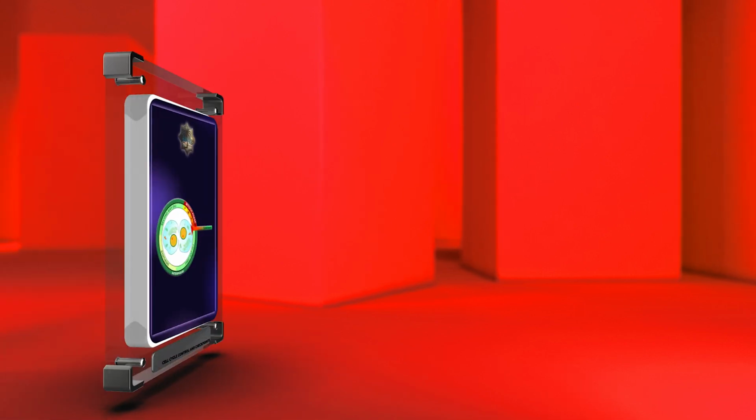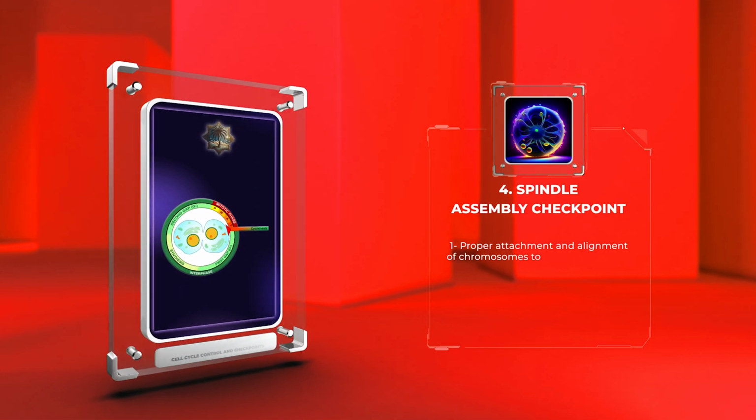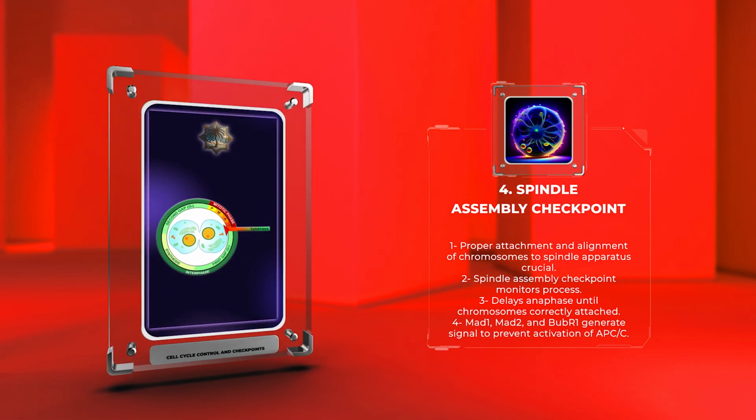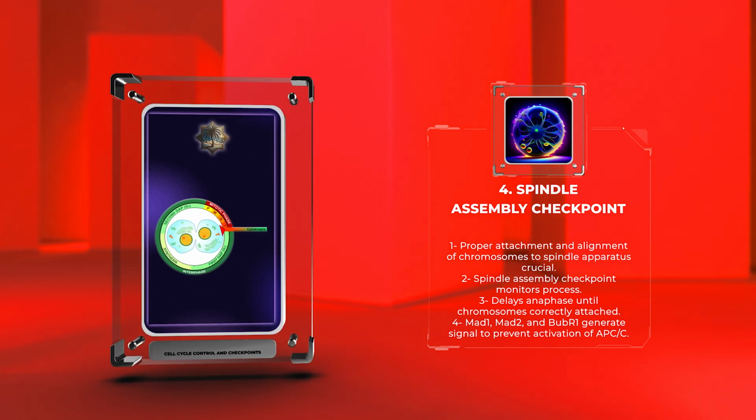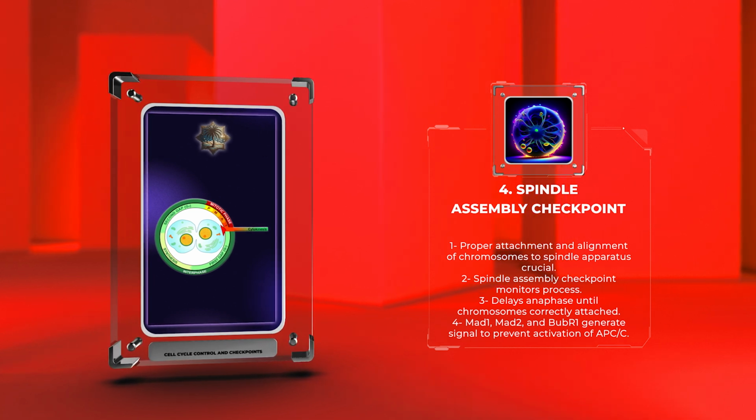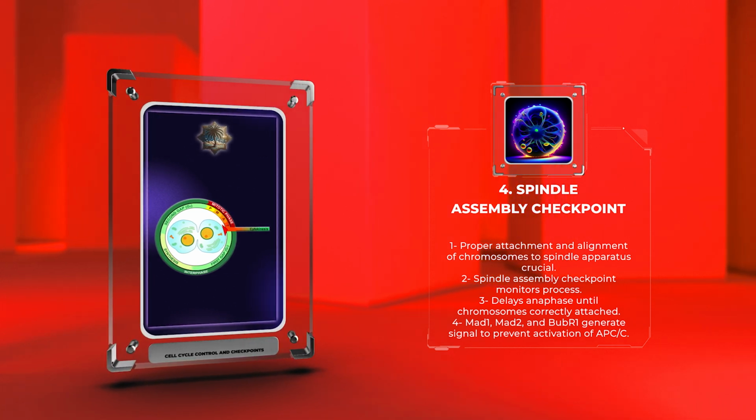During mitosis, when the duplicated chromosomes segregate into two daughter cells, it is crucial to ensure the proper attachment and alignment of chromosomes to the spindle apparatus. The spindle assembly checkpoint monitors this process, delaying anaphase until all chromosomes are correctly attached to the spindle microtubules.